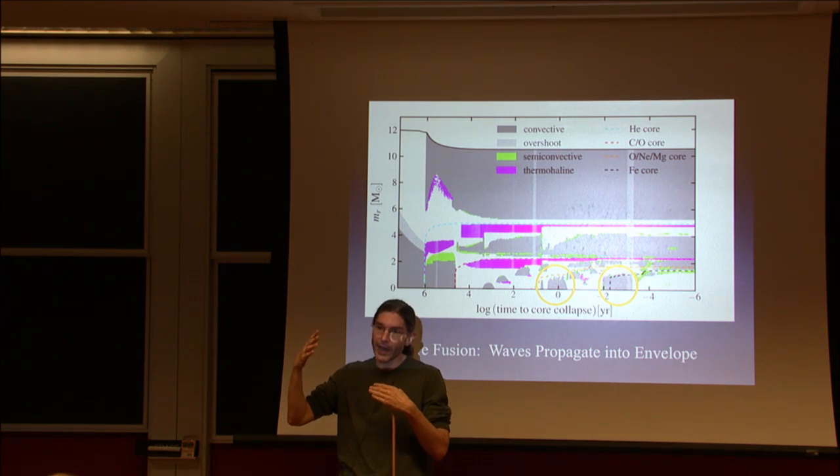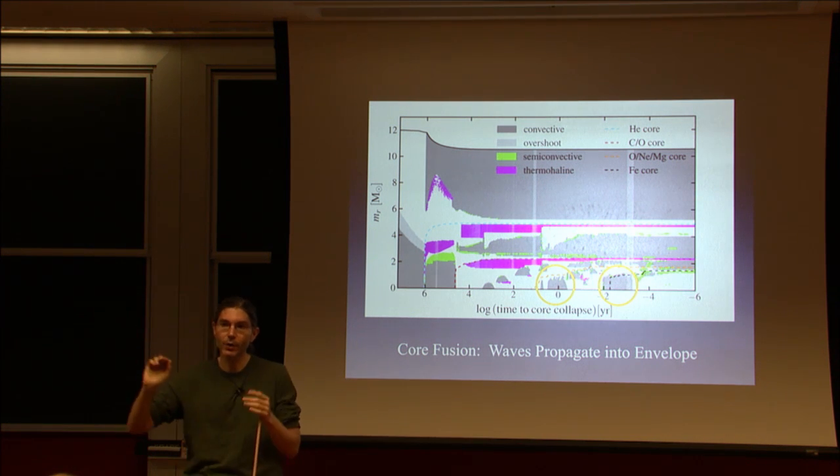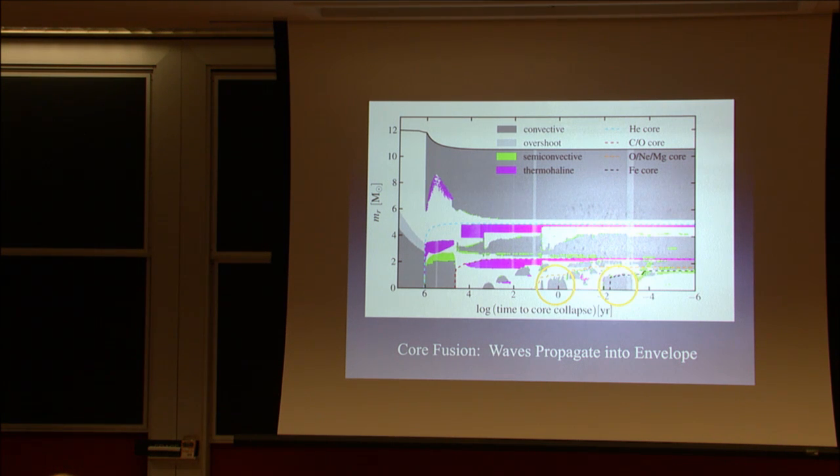The waves don't damp at all in the core. The neutrino damping time and the thermal time are so long that there's no significant damping in the core. They really only damp near the surface of the star.